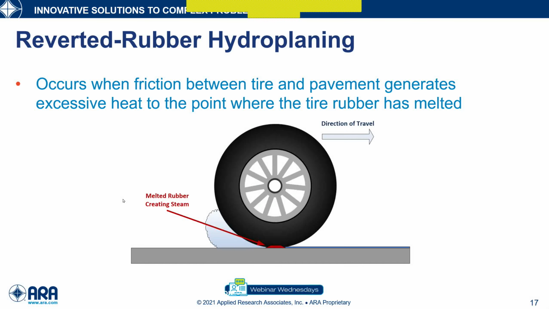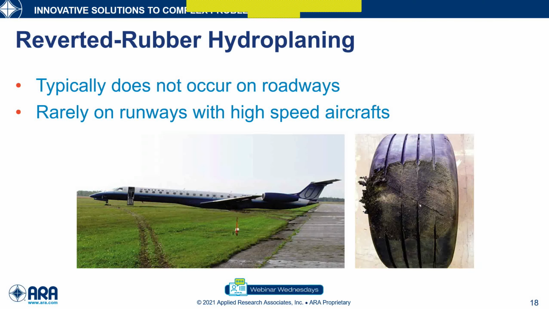The third type of hydroplaning is reverted rubber hydroplaning. Reverted rubber hydroplaning occurs when the friction between the pavement and the tire generates excessive heat to the point where the rubber melts and reverts back to its uncured state, where all the treads are closed. Because of the high speed associated with reverted rubber hydroplaning, this typically does not occur on roadways, but it does occur rarely on airport runways with high-speed aircraft, such as the one depicted here.